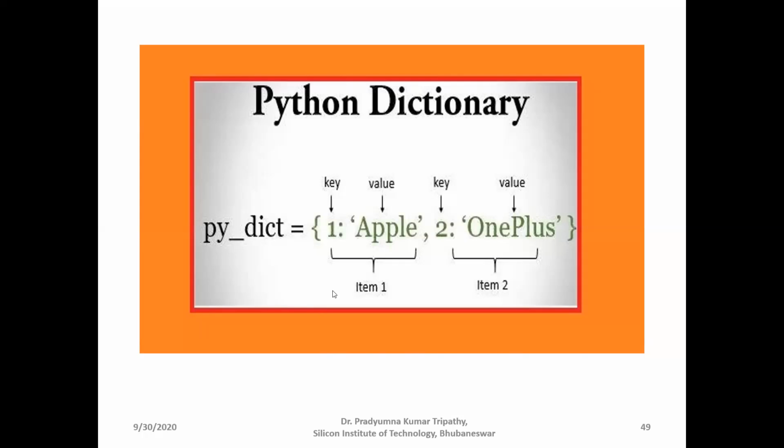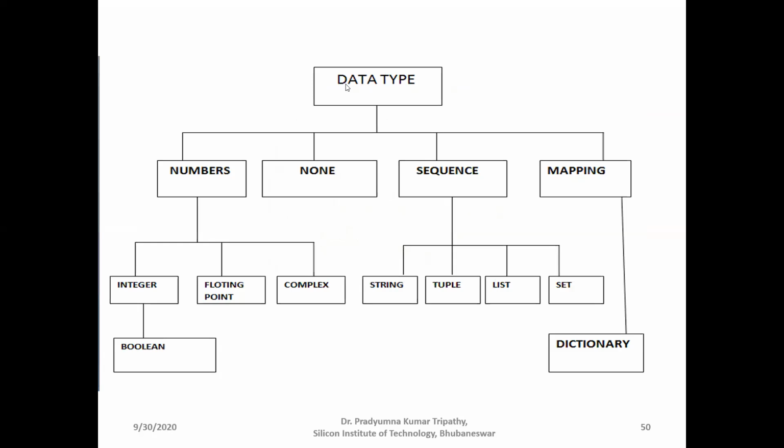Okay, so we'll go for one more kind of data structure, the Python dictionary. Like list and tuple are two data structures we have read, similarly, one more data structure over here is the dictionary. If you look into the data types in Python, you will find that this is the way it is being classified. We have number, non-sequence, mapping. Then you have integer, floating, complex, string, tuple, list, set, dictionary, boolean. All these data types are there, right? This is the way it is being classified.